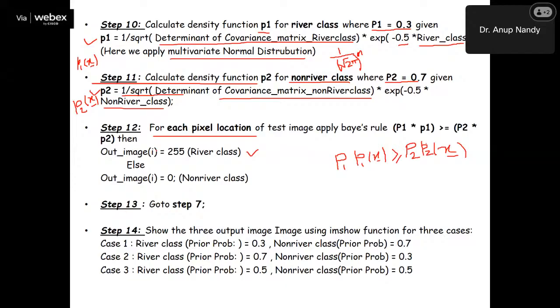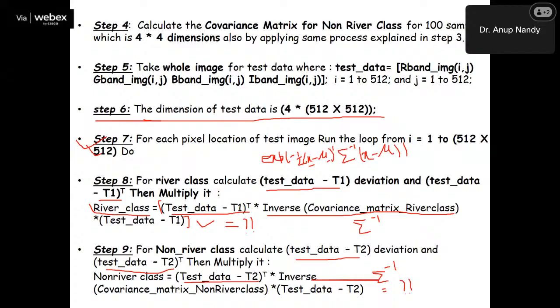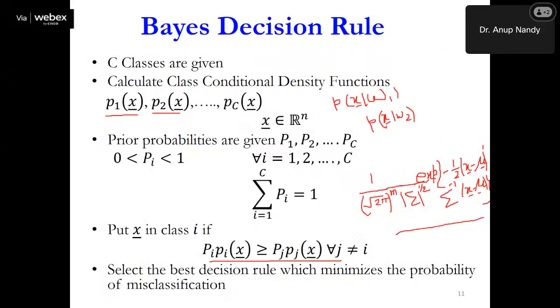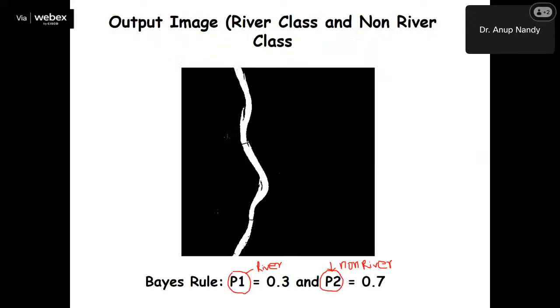Then you have to again go to step 7. So it is a repetitive way that you are going to do. Now you have to show the 3 output images using this imshow function for these 3 different cases. Now if you just change these prior probabilities for the 3 different cases, you can generate the 3 different images which I already showed in the first class. So finally you can get this output.